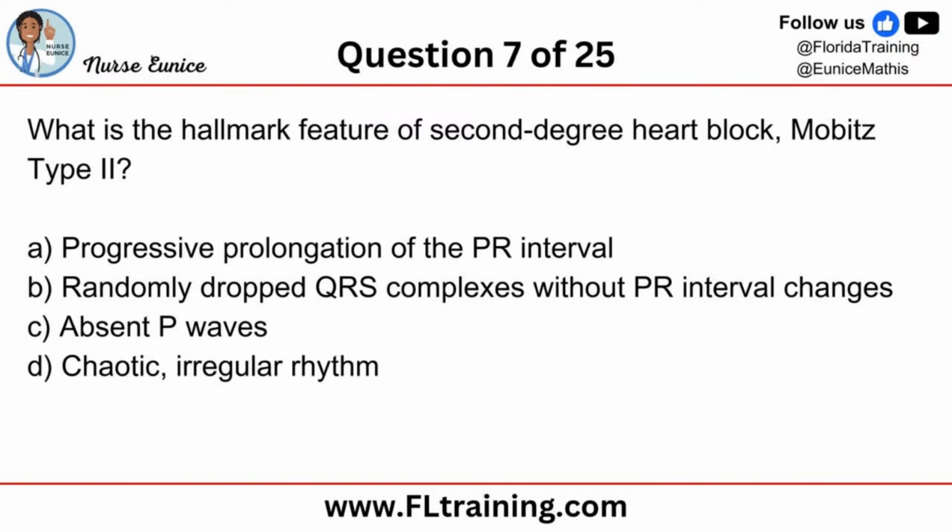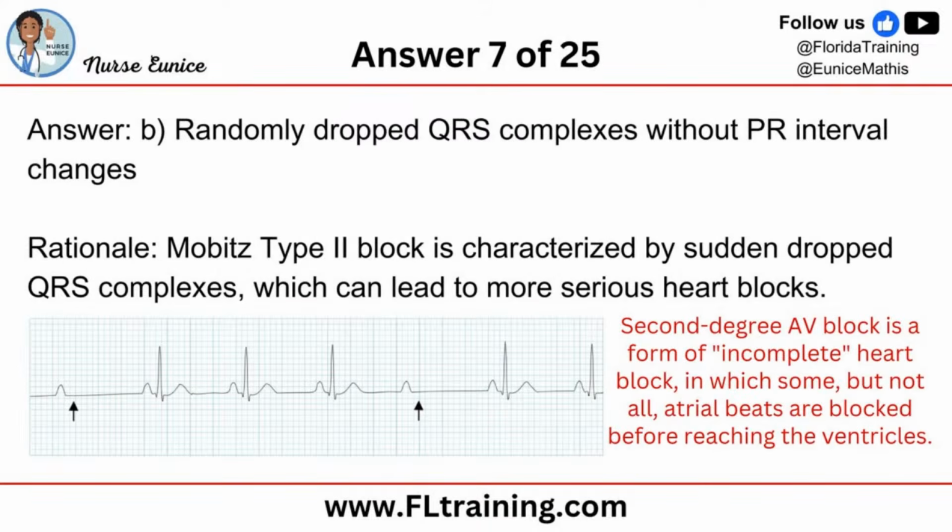So for your heart blocks, we have 4 different heart blocks. We have first degree, we have second degree type 1, second degree type 2, and then third degree heart block is considered a complete heart block. So there are 4 different heart blocks. Right now, I want you to write down the note if you haven't done so, so that you can get this one right. Second degree heart block type 2 is... almost everybody answered it correctly. Yes, it is B, randomly dropped QRS complexes without PR interval changes.